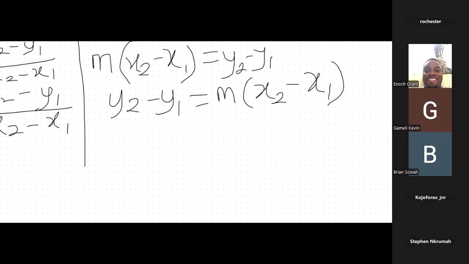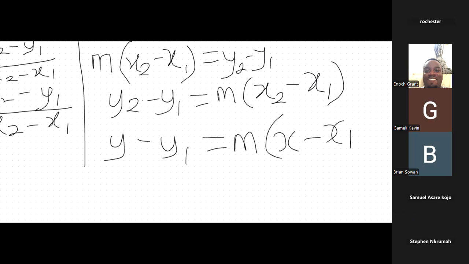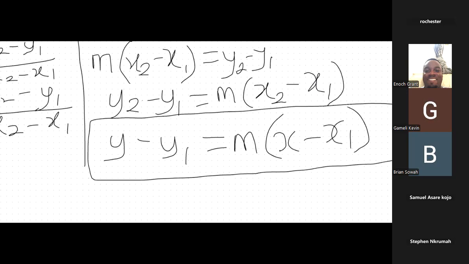So since you can take any point on the number line, we can now conclude that our equation is y minus y1 should be equal to m into bracket x minus x1. So this is the formula for finding the equation of a line, the one I have circled. y minus y1 should be equal to m into bracket x minus x1.